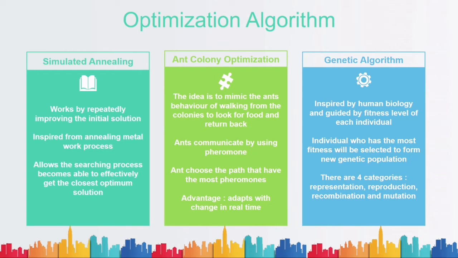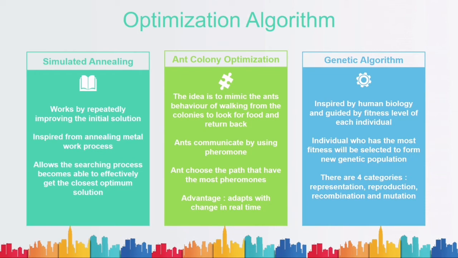Next, genetic algorithm is a local search technique in meta-heuristic solution which is inspired by human biology and guided by the fitness level of each individual. In each generation, the population health check is evaluated and the multiple individuals who have the most fitness will be selected and the chromosomes are modified to form a new genetic population. The best chromosome generated during the search will carry this genetic.